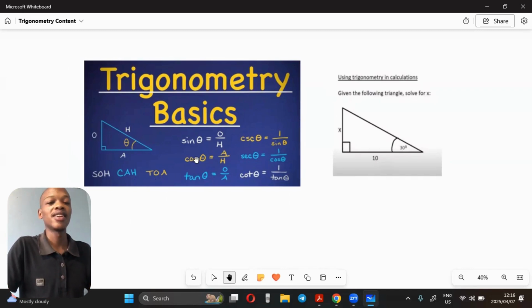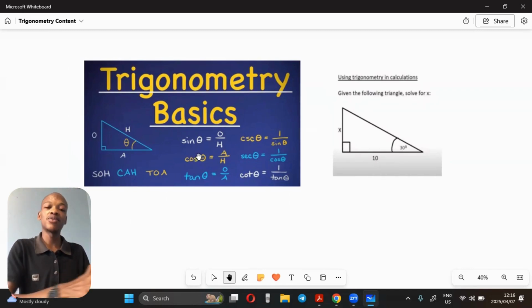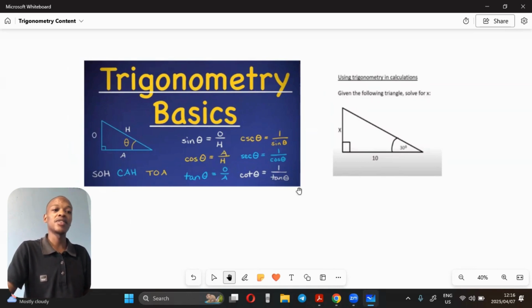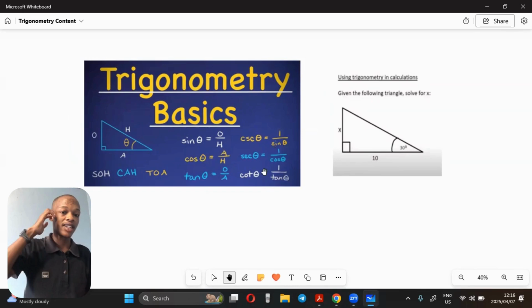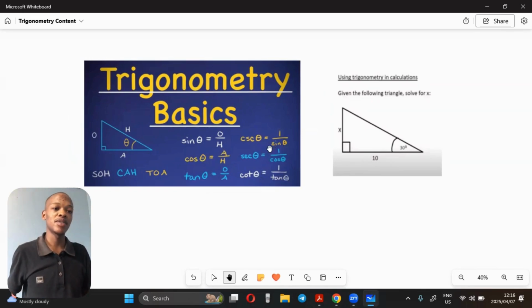As you can see there, whenever you see sine theta according to the trig ratios, it is opposite over hypotenuse. Whenever you see cos, it's adjacent over hypotenuse, as you can see. And then reciprocals, especially for grade 10, you'll be using reciprocals, as you can see here.